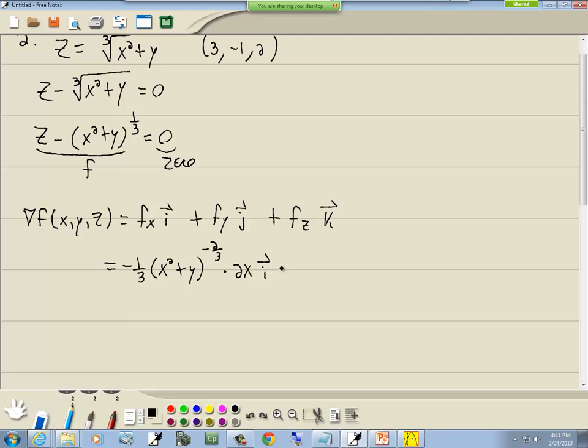Now partial with respect to y. Well, the z drops away again. We have the negative here. Take the power, put it out in front. So we got negative 1/3 (x squared plus y) to the negative 2/3 times the derivative of what's inside the parentheses with respect to y, which would be 1. That's j. And then plus the partial with respect to z. This radical doesn't have any z's in it, so that drops away. And the derivative of z is 1. So this is 1 times k.